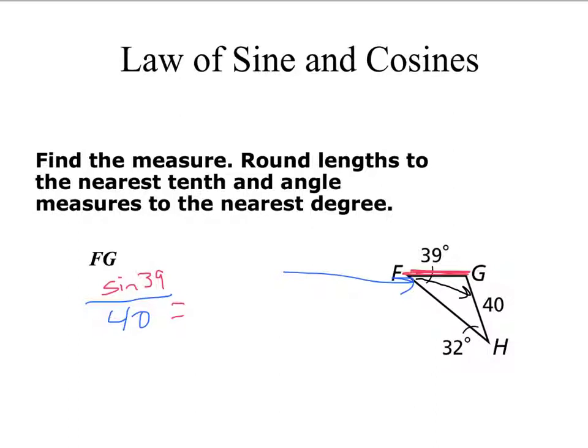is equal to the sine of 32 over FG. Now, the reason why I chose the sine of 32 over FG is because we want to figure out what FG is. In order for us to put that in as a proportion, we need to write down the opposite angle.